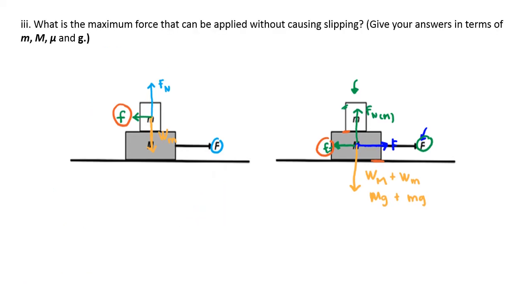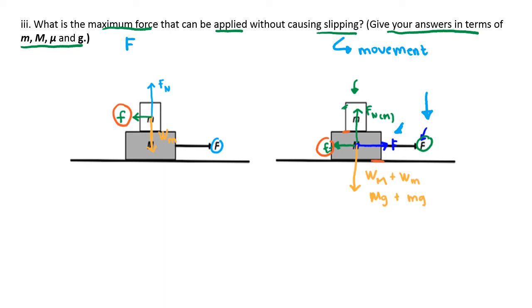Third question. What is the maximum force that can be applied without causing slipping? We still have to give our answers in terms of the following symbols. Right, let us analyze the question first. What is the maximum force? So this force that we're talking about is actually this force here. This is the applied force, or the capital F. And that can be applied without causing slipping, and this slipping means without causing the system to move. So it's related to movement without causing slipping.